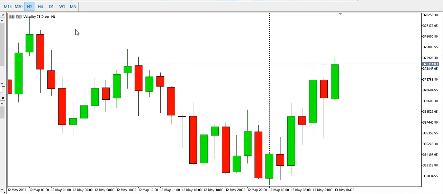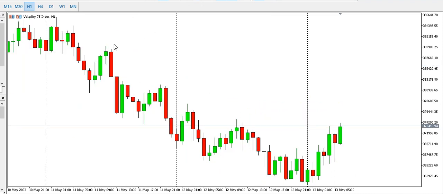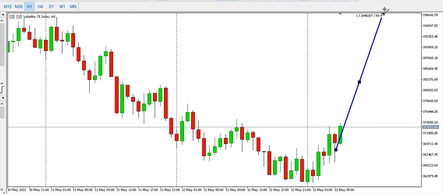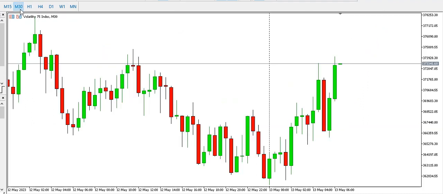Currently it's still a retracement. Let's see if the retracement will end up as a reversal. Only time will tell. Okay, moving on, let's go to the 30 minutes time frame.